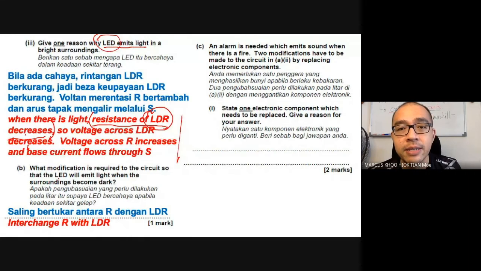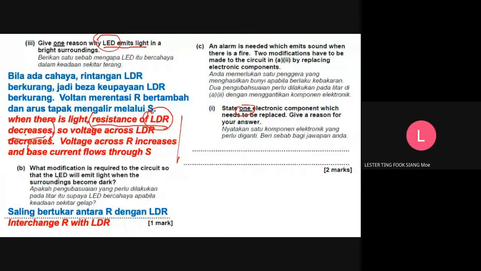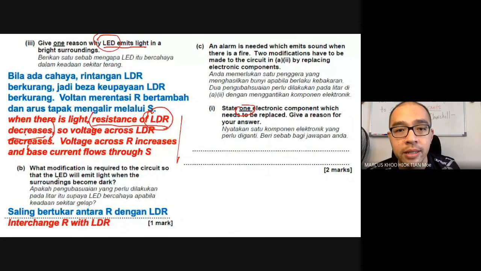Okay, an alarm is needed which emits sound when there is a fire. 2 modifications have to be made by replacing the electric components. State 1 electric component that needs to be replaced. Definitely this needs to be replaced. Lester. Change the LDR with thermistor. Okay, change the LDR with thermistor.